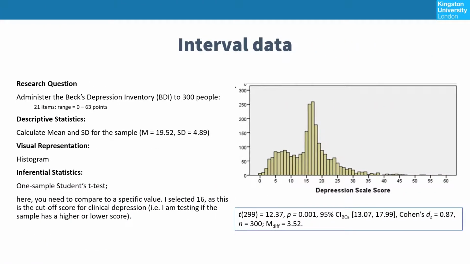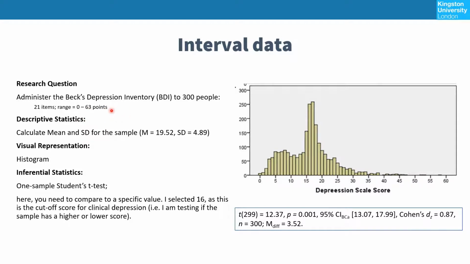For interval data, a typical question might be, let's say you administered Beck's Depression Inventory to 300 people. So this is a psychometric tool aimed at assessing depression. It has 21 items and a range of 0 to 63 points. Again, this is interval data because the 0 point is not an absolute value. This means that if somebody scores a 0, it does not mean that they have 0 depression or 0 mood problems. To say if somebody scores 63 does not mean that they have absolute depression.